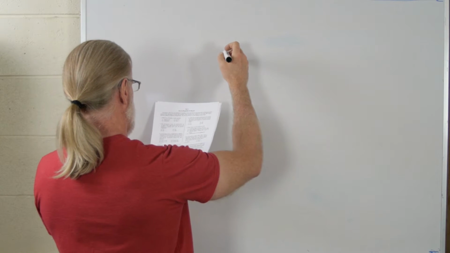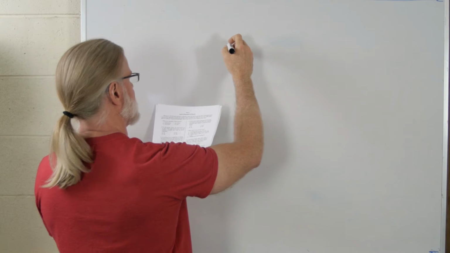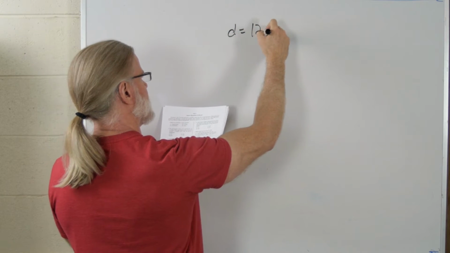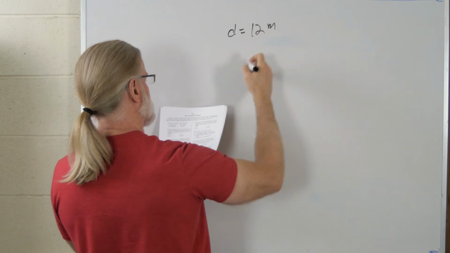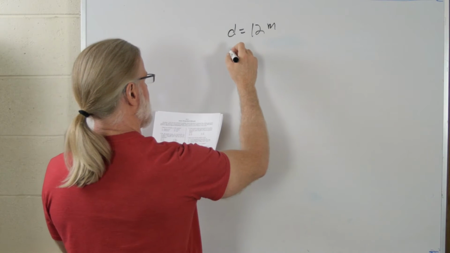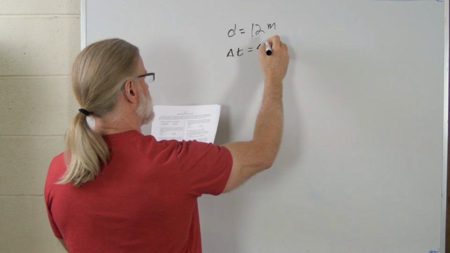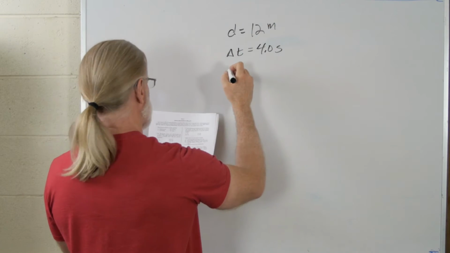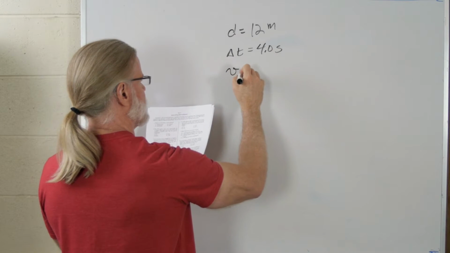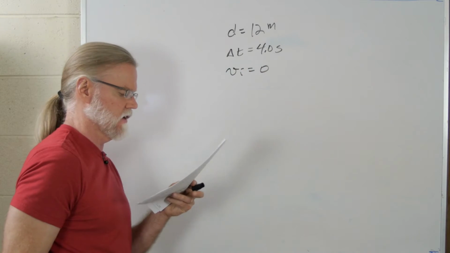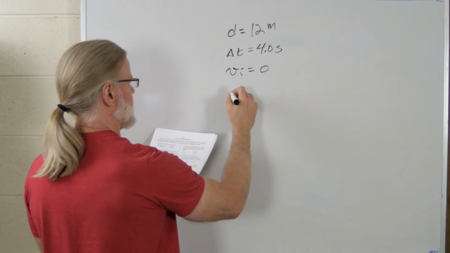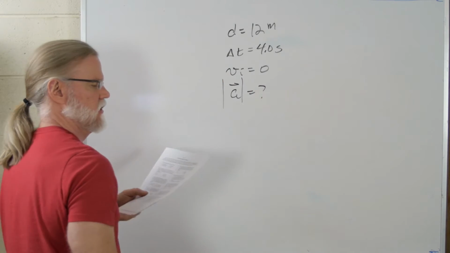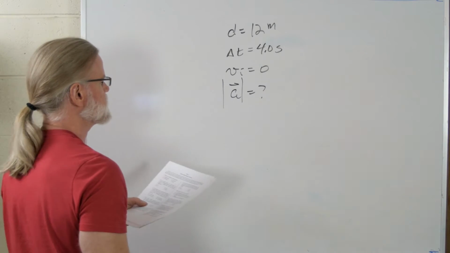In a race, a runner traveled 12 meters. Okay, so they didn't give us any direction, so I guess 12 meters is going to be the distance she travels, and it's going to take her 4 seconds. Looks like we have 2 significant figures in both of these. As she accelerates uniformly from rest, V initial is 0. All right, so she starts at rest. What's the magnitude of her acceleration? They just want the magnitude. Acceleration, of course, is a vector, but they just want the magnitude.